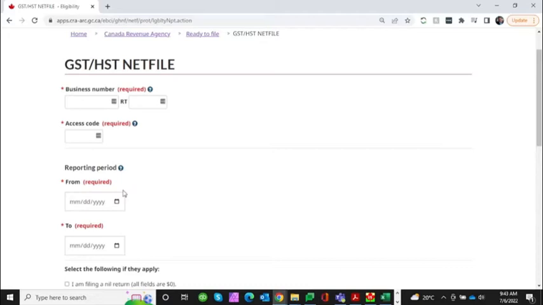It's going to be an outlay from this person. He's going to collect the money from the customer and send it off to CRA. So this is output tax. And what is input tax?